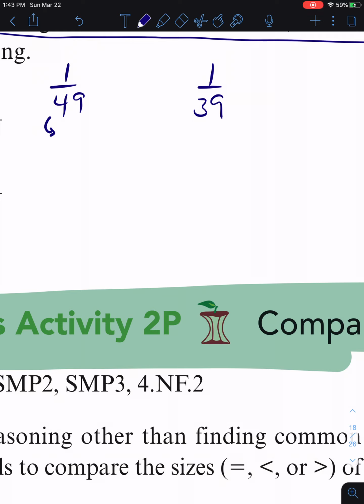So comparing 49 and 39, well, the 49, if we need more of them, they're going to be smaller. And these are going to be larger pieces. And we have the same number of them. So if we have one smaller piece versus one larger piece, in which case do we have more? Well, the 1/39th is going to be more because it's one larger piece than one smaller piece.